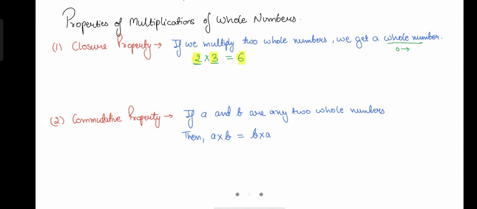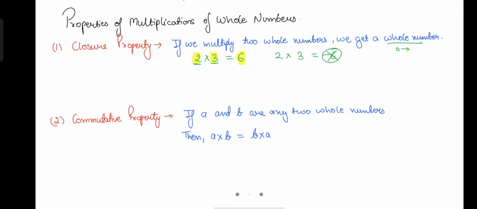It is not like, for example, if you are multiplying two whole numbers, that is 2 and 3, and you are getting -6. No, this is not happening, right? You are getting +6 only. And what if it was -6? It is not a whole number, right? Because whole numbers do not include negative numbers.